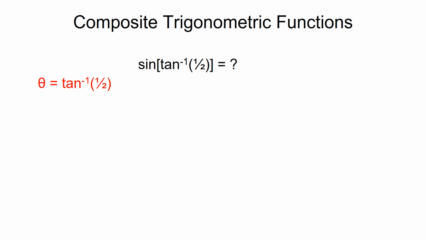Let's define theta to be the inverse tangent of 1/2 and solve for theta first. We rewrite the expression as the tangent of theta equals 1/2. Now, because we are really working with the inverse tangent, theta is restricted to being between minus pi over 2 and pi over 2.